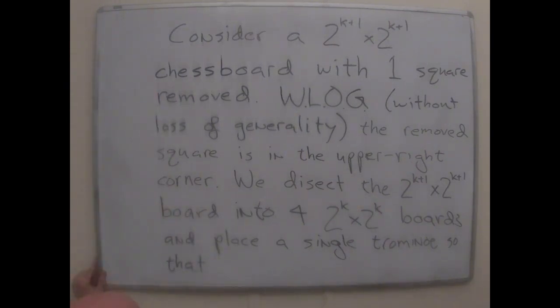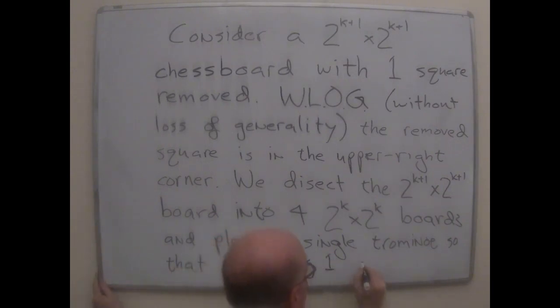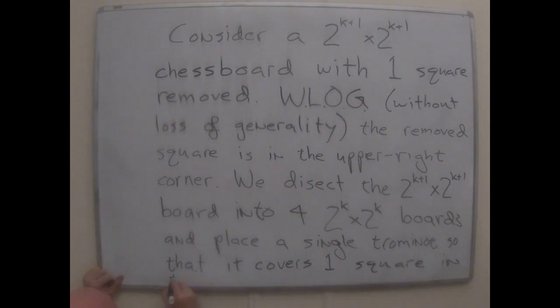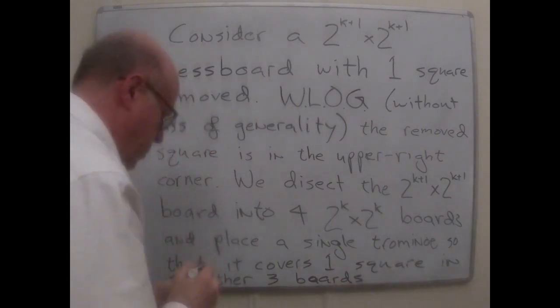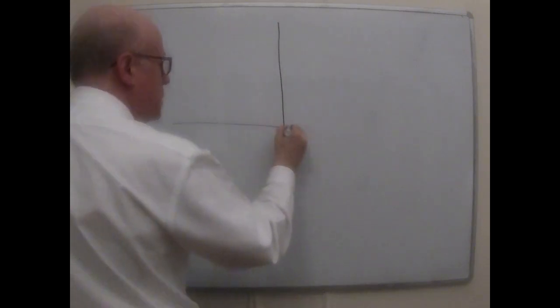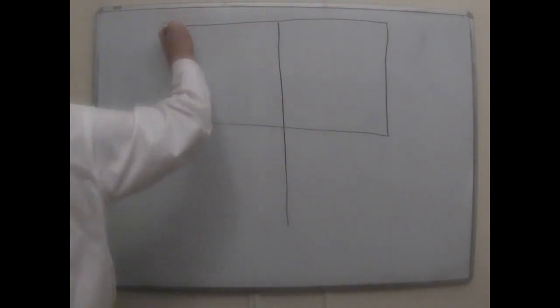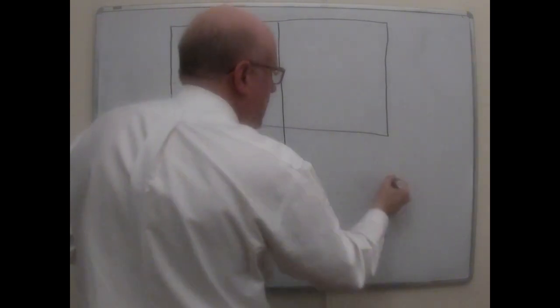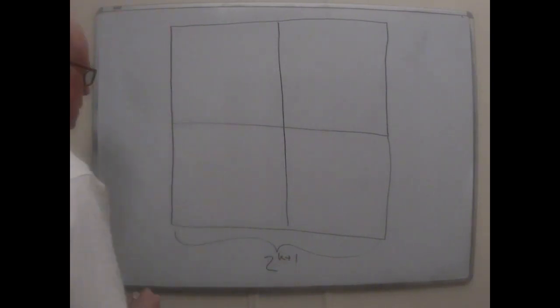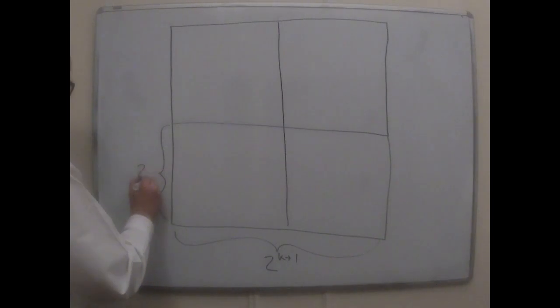So we want that one tromino placed so that it covers one square in all but the upper right. I think I can get away with just saying the other three boards. Yeah, so let's get that picture I was referring to. I don't want to fill in the squares here. I just want us to think about the overall shape. This is going to be a great big 2 to the k plus 1 by 2 to the k plus 1 thing. So the side length of this thing is 2 to the k plus 1. The side length of one of these four corners is 2 to the k.